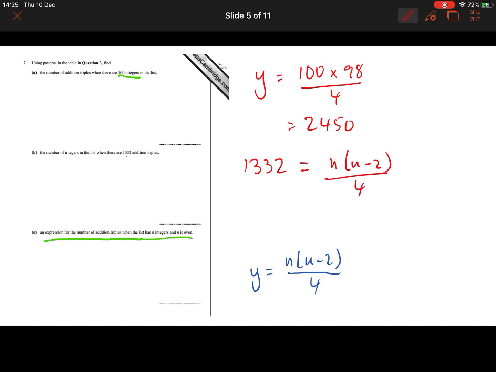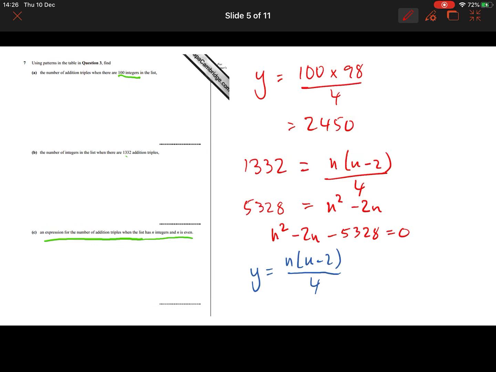Okay, if there are 1,332 addition triples, how many integers? Times both sides by 4. So 1332 times 4 equals 5328, which equals n squared minus 2n. And so that's a quadratic equation: n squared minus 2n minus 5328 equals 0.